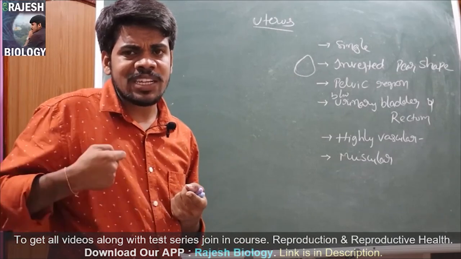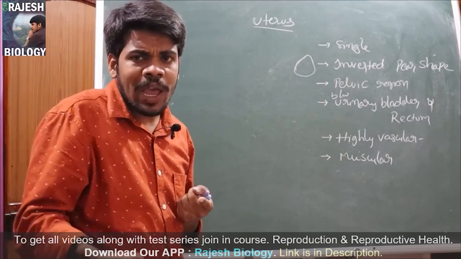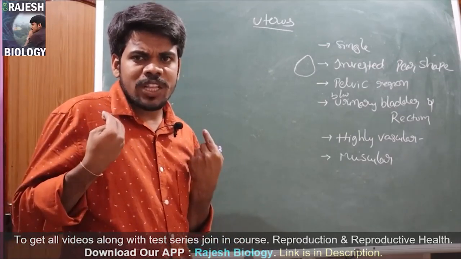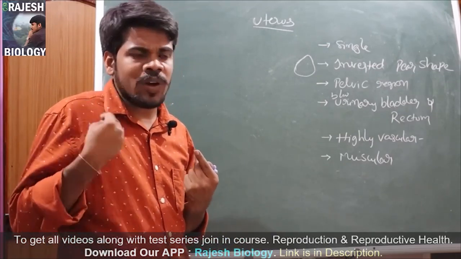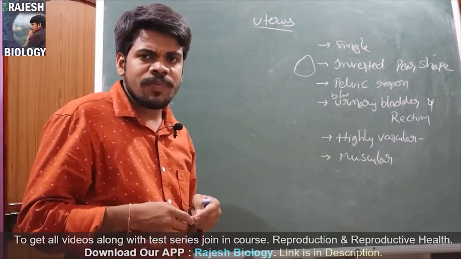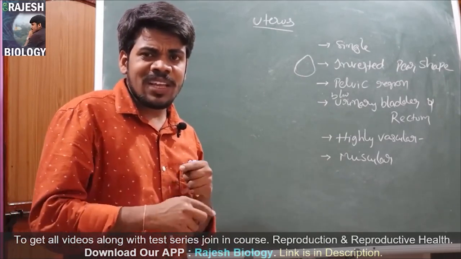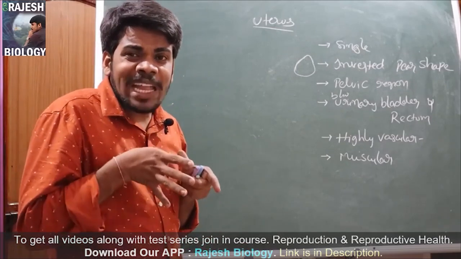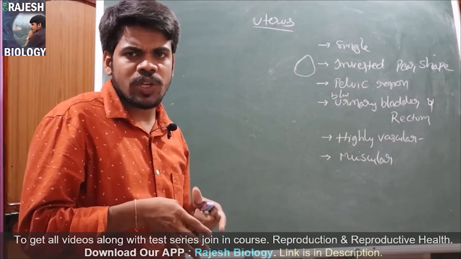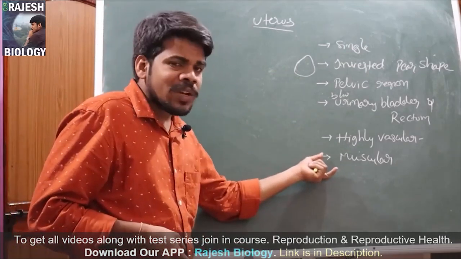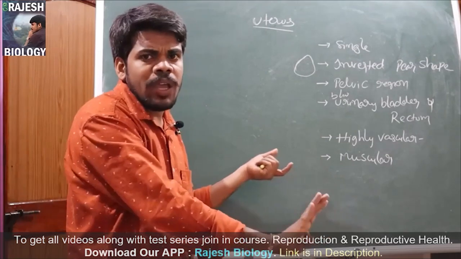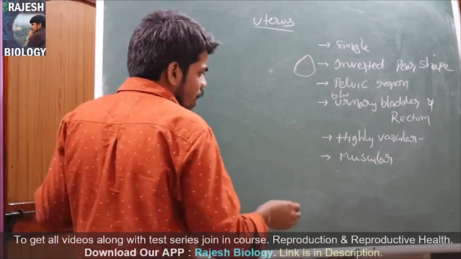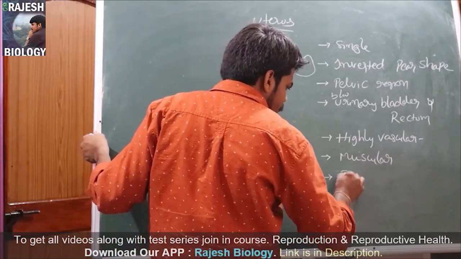Those prostaglandins stimulate the uterine wall to allow the sperm cells, so they are directed towards the ova with the help of these muscular movements. And not only that, after 9 months of gestation, at the time of parturition, delivery, these muscular movements help to push the baby out from the uterus. That's why it is muscular, highly vascular, and stretchable.